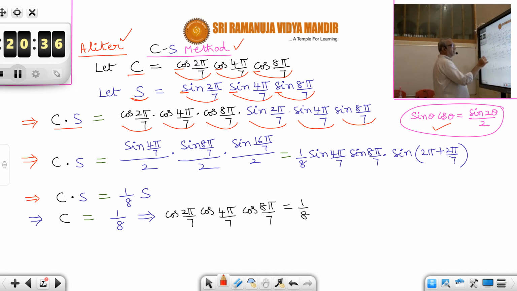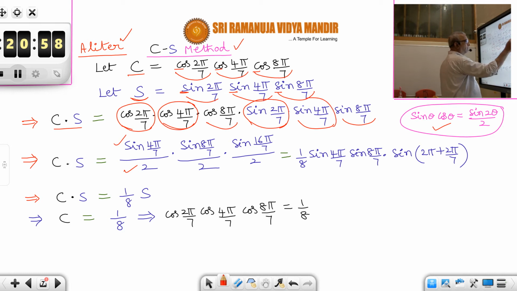So the first one, I am rounding up, cos 2 pi by 7 into sin 2 pi by 7. What is their product? Sin theta cos theta is sin 2 theta by 2, so sin 4 pi by 7 by 2. Similarly, the second one, cos 4 pi by 7 into sin 4 pi by 7, these two.